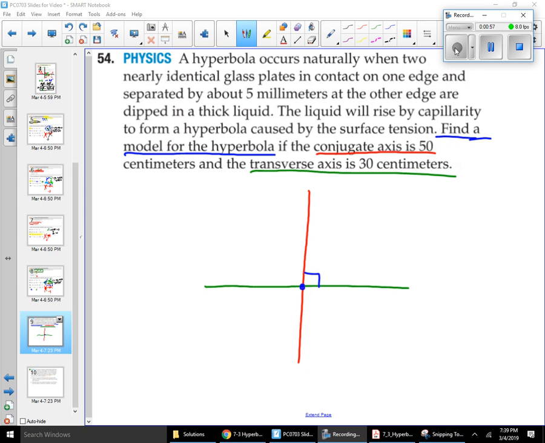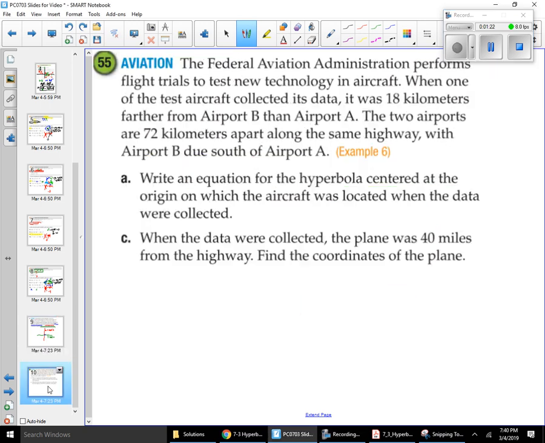Here's your tip. If you know the whole conjugate axis is 50, how much is this part? Oh, by the way, that's B. And if the whole transverse axis is 30, how much is this part? Oh, by the way, that's A. So hopefully that's enough to get you set up there. 54 is not too bad.